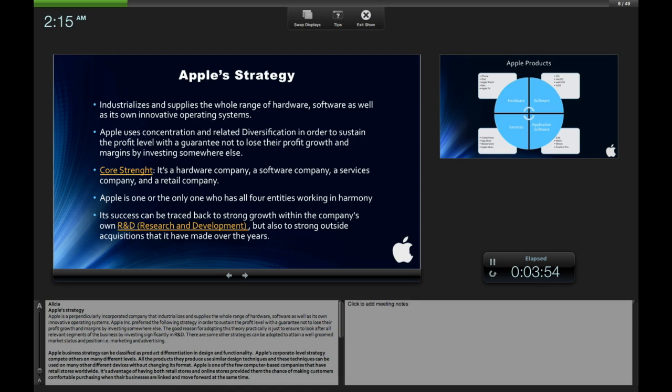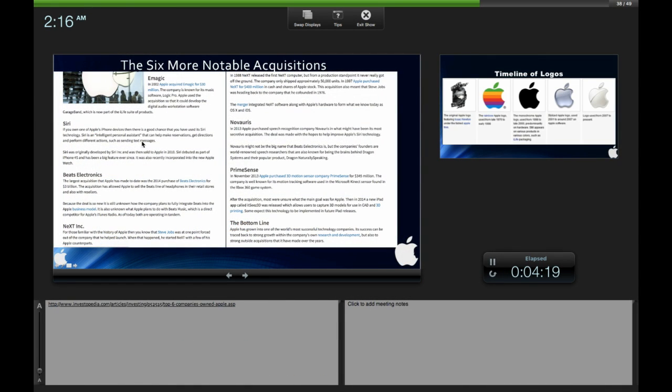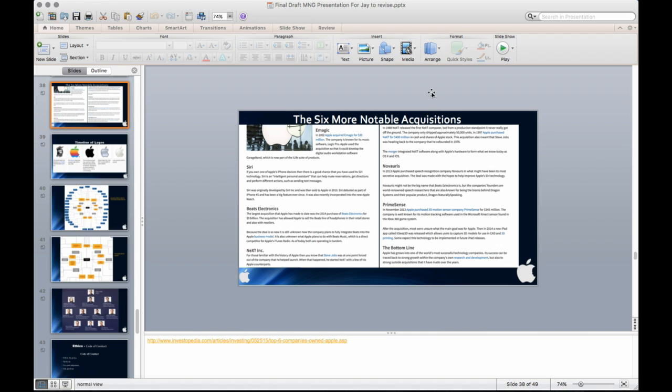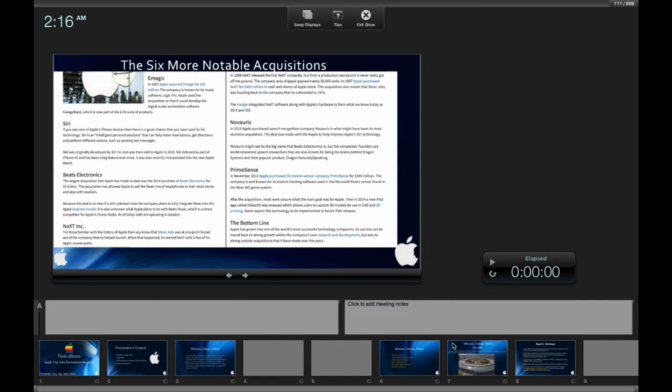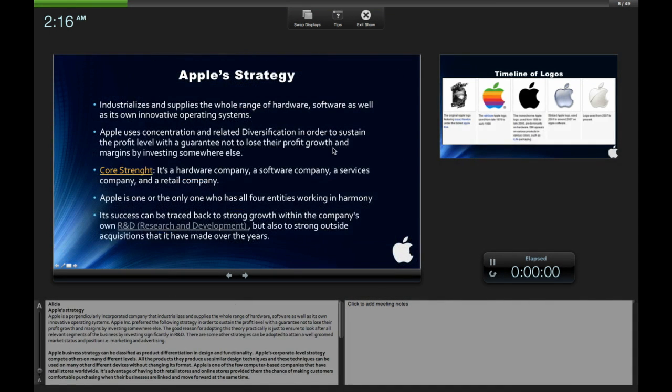What this information means is Apple has been using concentration and related diversification in order to make the hardware and the software of each product that they have better. For example, she could click the research and development thing and say the companies, or she can just keep it short and move on with what she was saying.